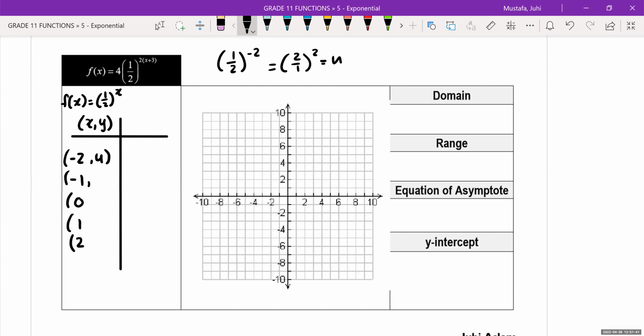Negative 1, half to the power of negative 1 would just be a 2. Anything to the power of 0 is just a 1. This would be a half. And this would be 1 over 4. I pick those values. Do we have a vertical translation in this parent function? Nope. So our asymptote is going to be the same as before. It's going to be at y is equal to 0.